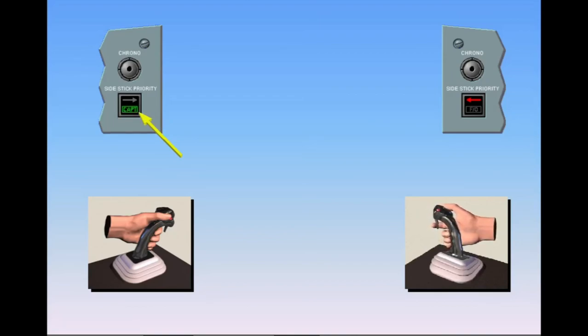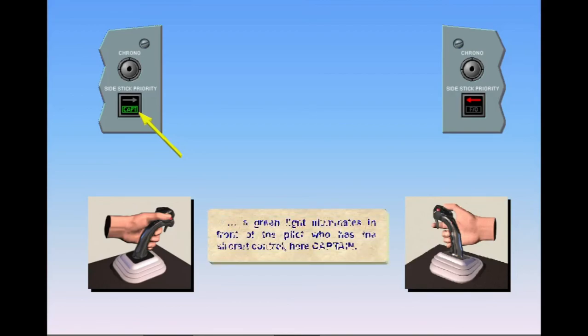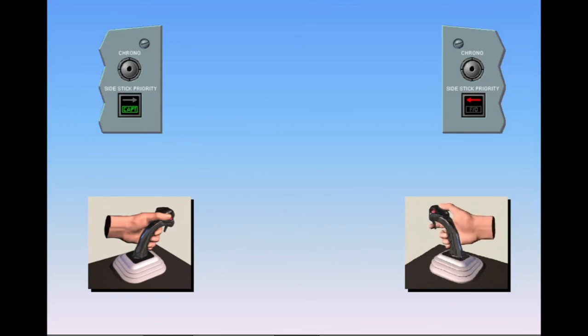A green light illuminates in front of the pilot who has the aircraft control. Here, captain. As soon as the deactivated side stick is returned to neutral, the green light extinguishes. If both pilots press their takeover push buttons, the pilot who pushes last, even by a split second, gets the priority. If it is necessary to deactivate the opposite side stick permanently, press and hold the takeover push button for at least 30 seconds.